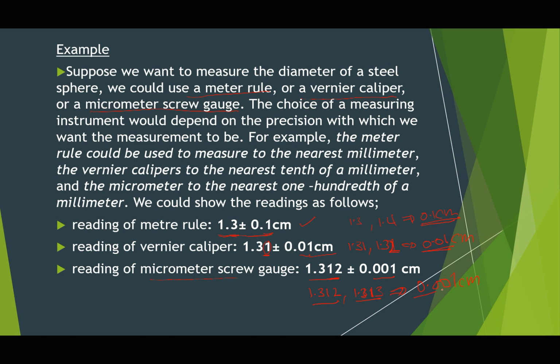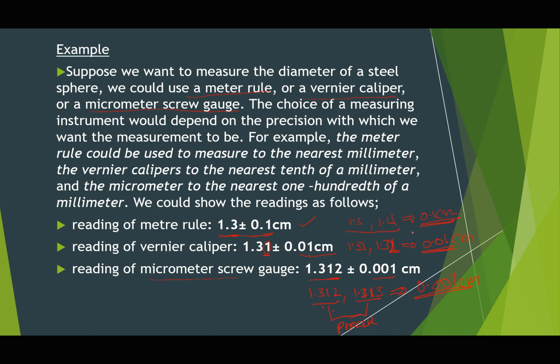So you notice that this range is far smaller than this range here. It is also smaller than this range. What does that mean? These two values, 1.312 and 1.313, are very close to each other. Therefore, we can say that these two values are very precise. They are more precise compared to these other values here.